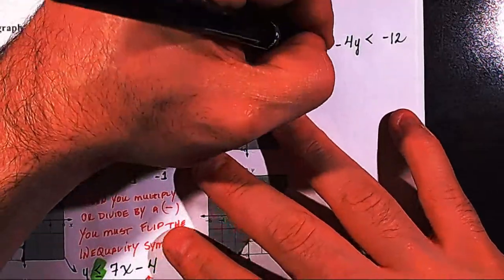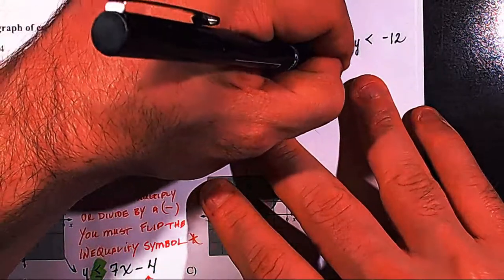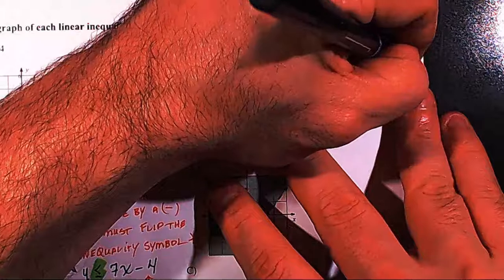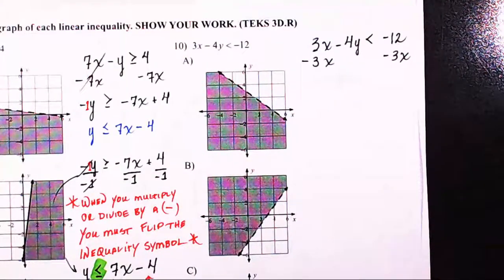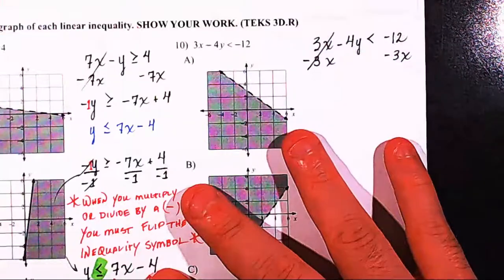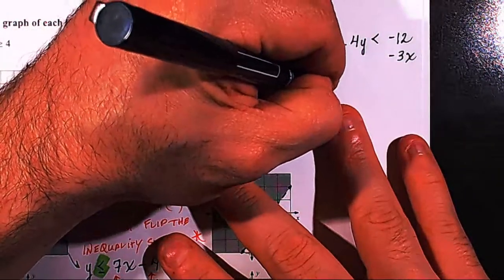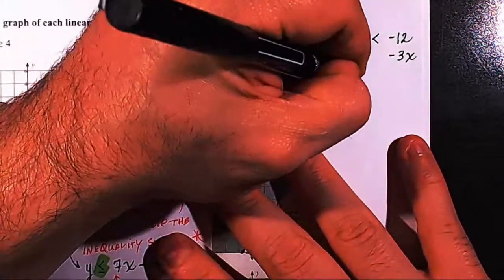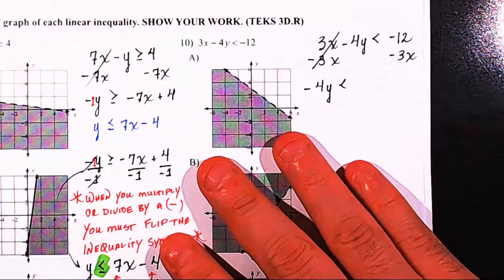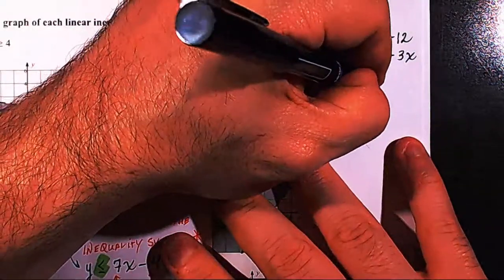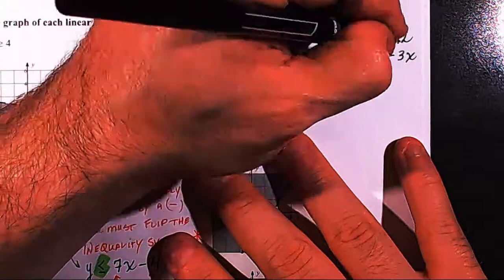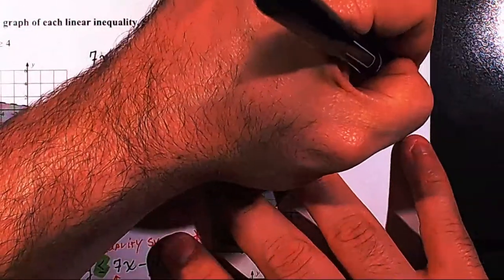Okay, my first step is to subtract 3x from both sides. On the left, they cancel. I'm going to move this over. I've got negative 4y less than, now be careful here, we're going to write negative 3x first, and then bring that negative 12 in behind it, negative 12.